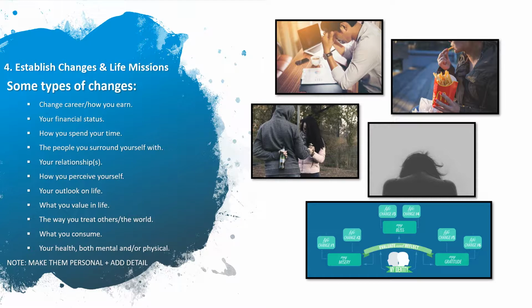My examples are just merely guidance. You can change whatever you need to change in order to reduce misery, increase bliss, and strengthen gratitude. Remember, we identified those aspirations as well, so that they're really going to help us direct the changes that we're looking to make.